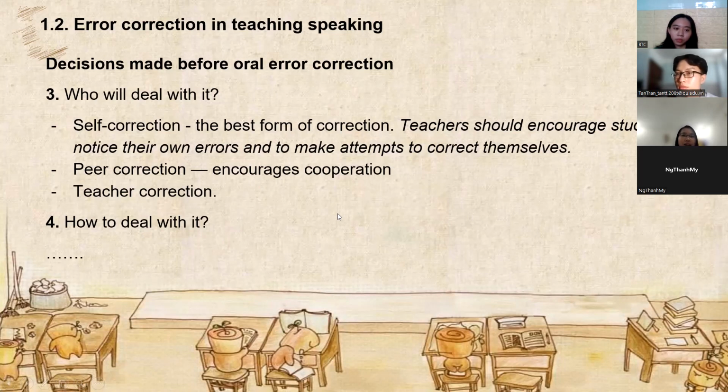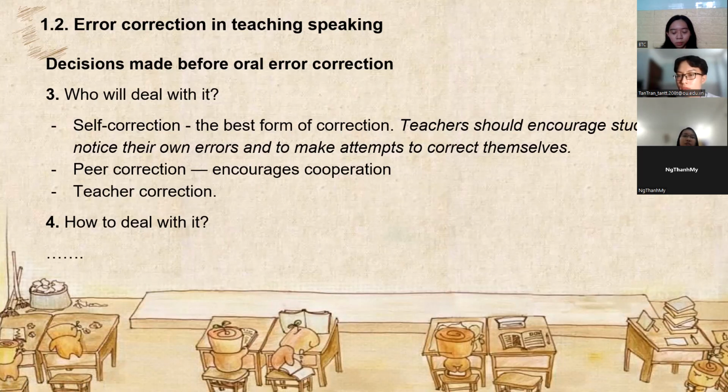And the last but not least important is teacher correction. This is the main and major kind of feedback that we use in the classroom, right? Because we try to make sure of the effectiveness and the correctness of our feedback.